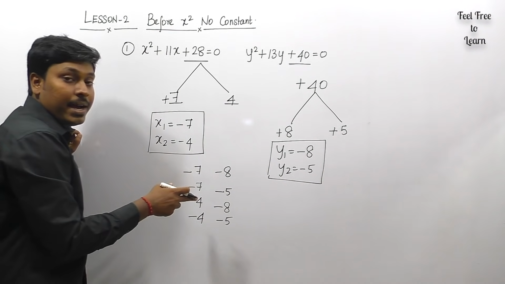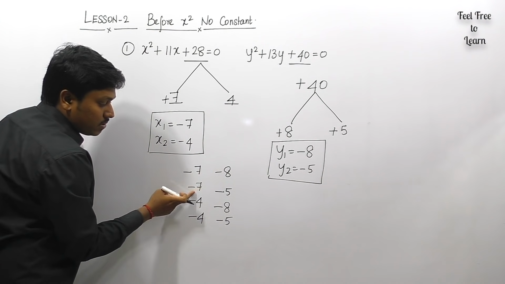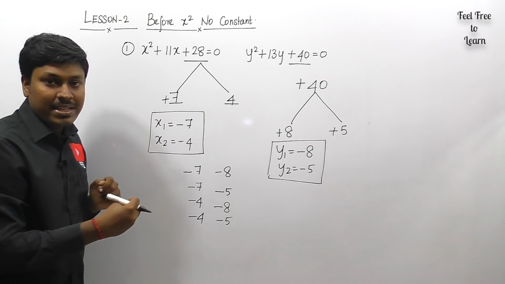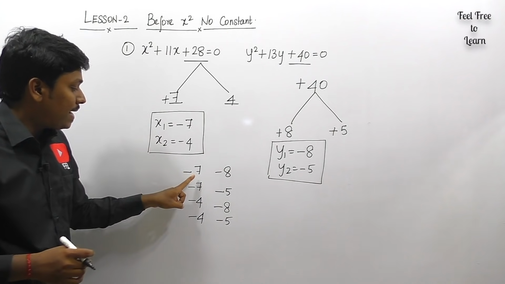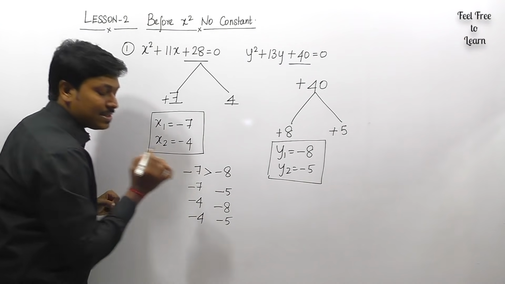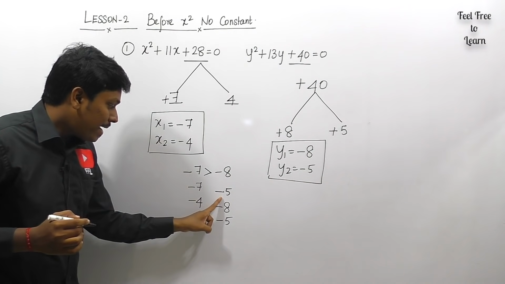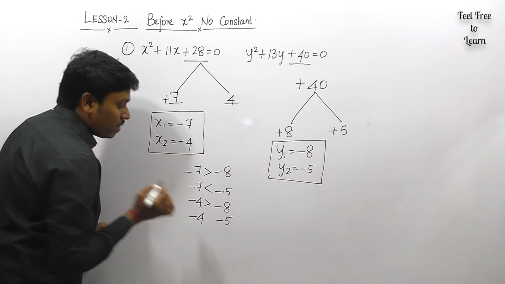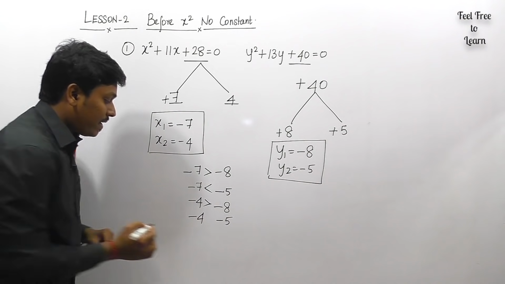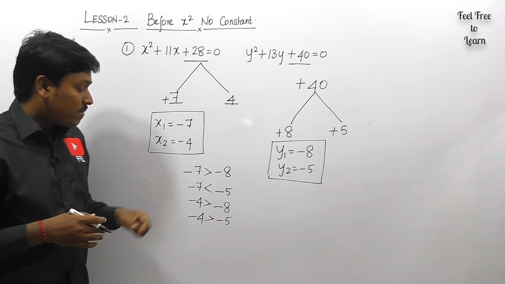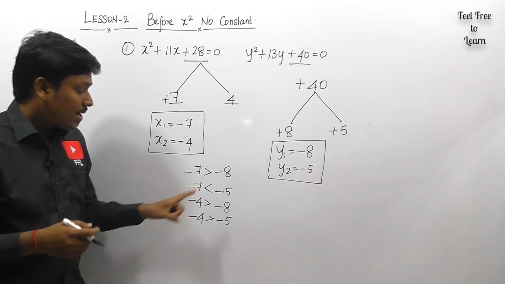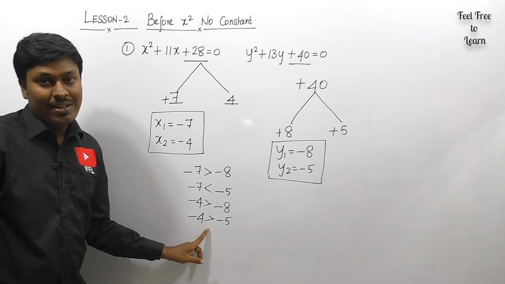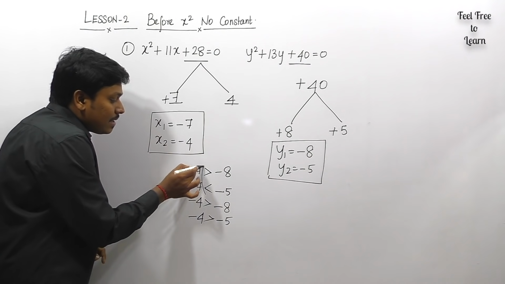So friends, the logic behind it is x1 y1, x1 y2, then x2 y1, x2 y2. So we need to compare all the x values with the y terms. So friends, minus 7 and minus 8, minus 7 is greater than. Minus 7 and minus 5, minus 7 is less than. Minus 4 and minus 8, minus 4 is greater than. Minus 4 and minus 5, again minus 4 is greater than. So finally, by comparing all the values, greater than, less than, greater than and greater than. So we can definitely say that here both the greater than and less than symbols occur.